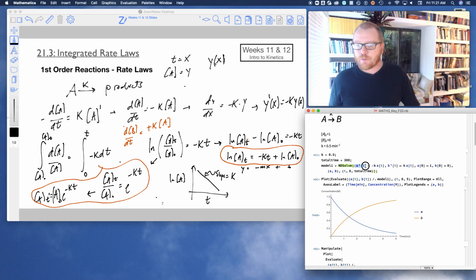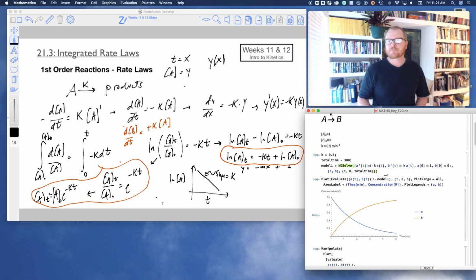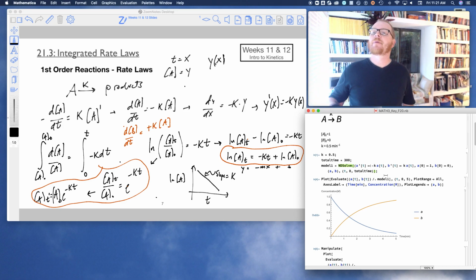And look, A prime of t. Well, that A prime of t is the same thing as dA by dt, right? And now notice I use the double equal sign. I use the double equal sign because I want a numerical solution, not a function solution. So that's why I'm not using that colon equal sign to give me the hard function. I want this to be like a solve the right-hand side of the equation based on the left-hand side of the equation. That's what the double equal sign means.